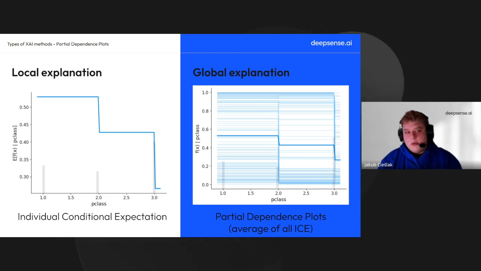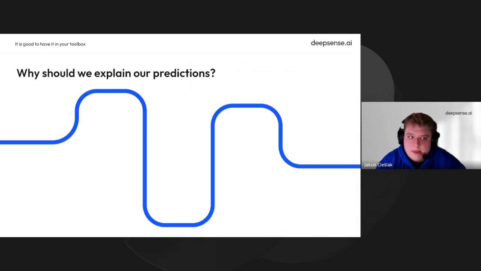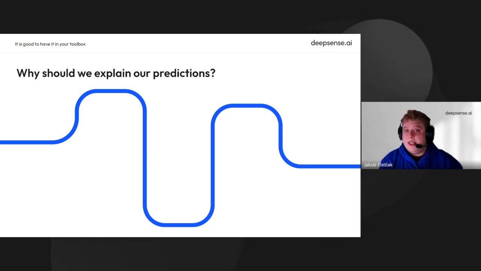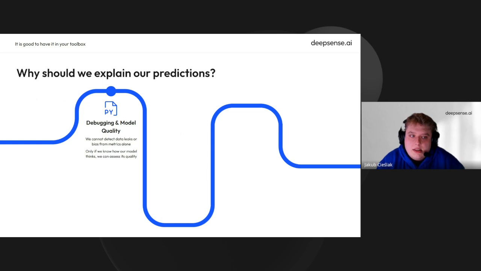So we really quickly went through really powerful methods and how they work. Now, let's talk a little bit about why we should explain our predictions. And the thing is, it is actually really hard to pinpoint one main reason why someone would want to explain predictions of their model. Because of that, I decided to approach the question from three different perspectives. First one is technical: debugging and model quality.